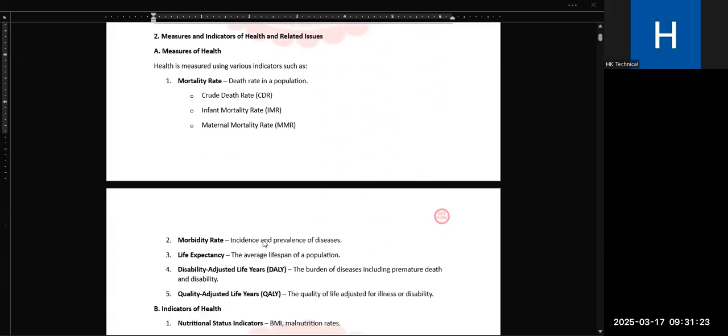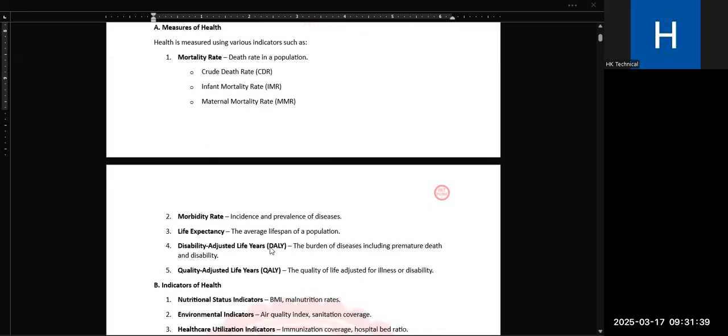So health is measured by various factors like mortality rate, morbidity rate, life expectancy, DALY, that is disability adjusted life years. You need to make sure you remember these few abbreviations: QALY, quality adjusted life years, CDR, IMR, MMR. Okay, you can remember that.